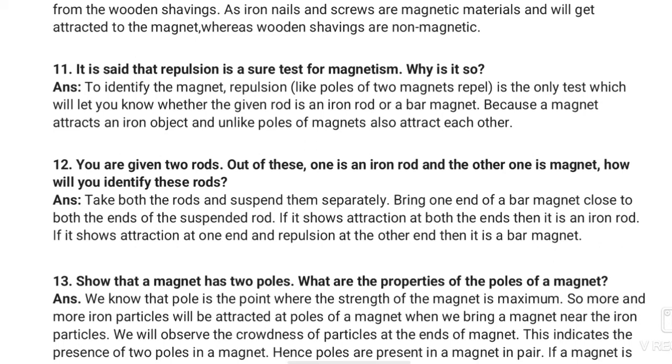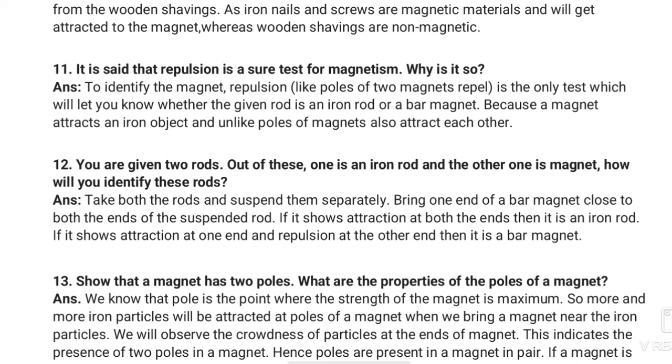So we know, students, that when we bring another magnet to a suspended magnet, only north and south poles are attracted to each other, but north-north or south-south do not attract each other. So they get repulsion, and from this method we can identify whether this one is an iron rod or this one is a magnet.